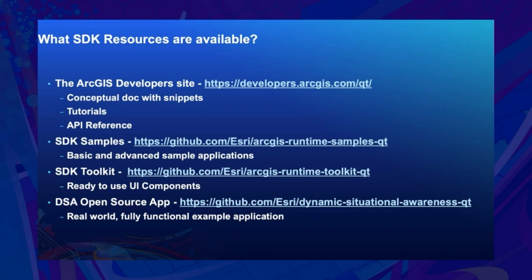Finally, we've got the DSA open source app. DSA stands for Dynamic Situational Awareness. We built this application to show how you would build a real-world, fully functional application. It does things like show your location, and show the location of your teammates in the field. It's real time, so you can see them as they move around. You can create rules, like I want to be alerted when teammate A enters some new area. All of these capabilities are showcased, along with the patterns that we recommend for implementing this, in this open source repo.